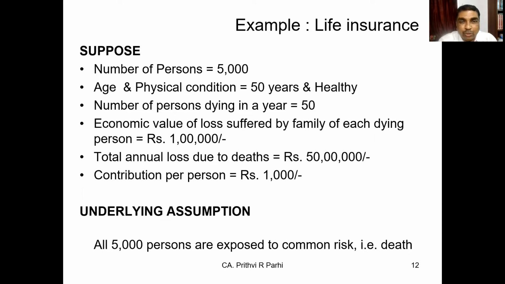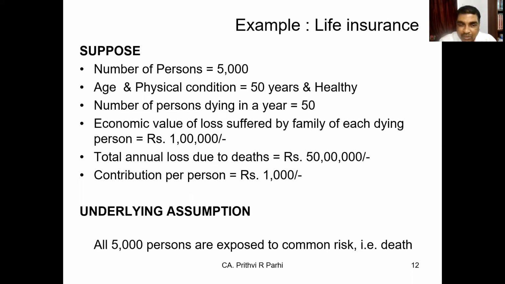And if you compute the economic value of the loss suffered by the family of a dying person, it's 1 lakh. That means if one person dies, the economic loss will be 1 lakh rupees. These are examples only. The annual loss due to death will be how much? 50 people are dying, so the total annual loss will be 50 lakh rupees. In the group, there are 5,000 persons. Now this 50 lakh rupees will be covered from these 5,000 persons. So each person should contribute 1,000 rupees as premium. That is the concept. If everybody is contributing 1,000 rupees, then a pool will be created for 50 lakh rupees. And in case somebody dies, this economic loss can be compensated out of that.